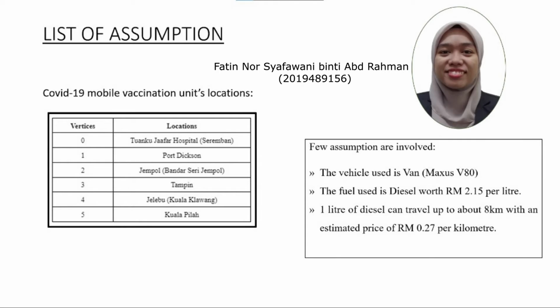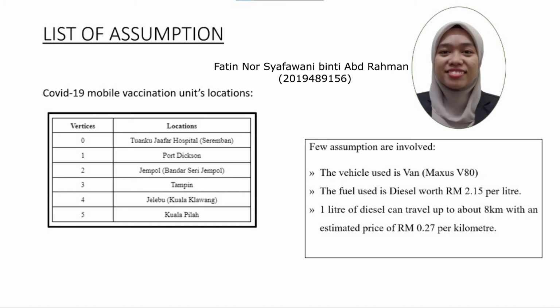Shown is the notation of each location in all 5 districts in Negeri Sembilan that are involved in the COVID-19 vaccination unit, which starts and ends at the General Hospital, which is the Tuanku Jaafar Hospital in Seremban. To determine the shortest path with the quickest time and the cheapest cost to travel to all the 5 districts, we stated a few assumptions.